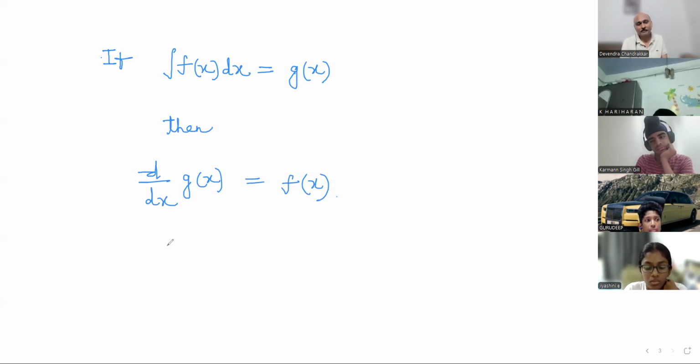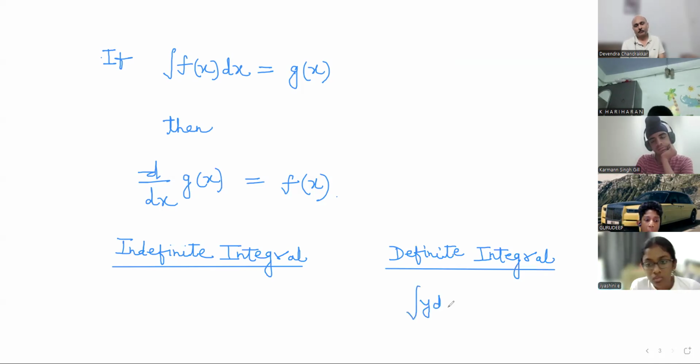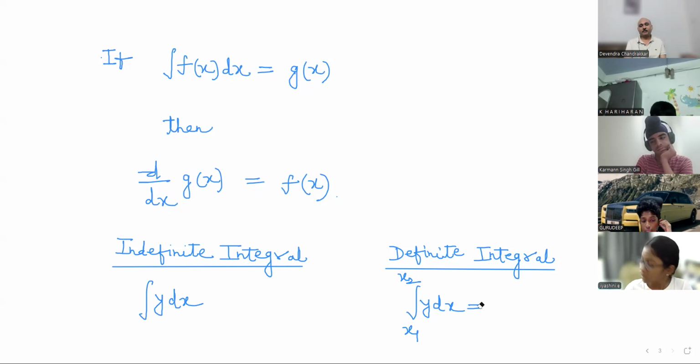Now, there are two different types of integrations. First one is an indefinite integral, and another one is a definite integral. So how do they look? A definite integral you have already seen. It was y dx from x is equal to x1 to x is equal to x2. The indefinite integral will look like this. There will not be any limits here, so it is unbounded. It can stretch anywhere from minus infinity to plus infinity.